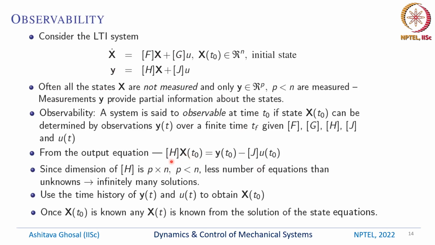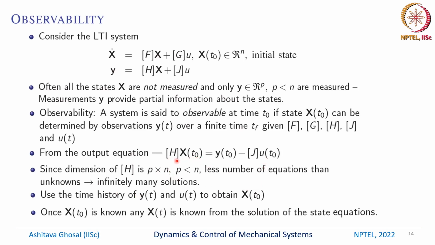So this is n by 1. H is p by n. Okay, so the dimension of H is p by n with p less than n. Hence there are fewer equations than unknowns. Okay, what are the unknowns? X of t0. So there are n unknowns, but the number of equations is only p. So how do I find these n unknowns when we have only p equations? There are infinitely many possible solutions from linear algebra.